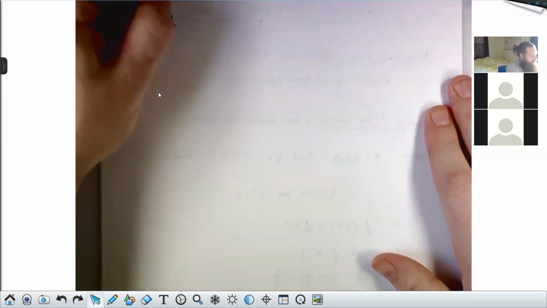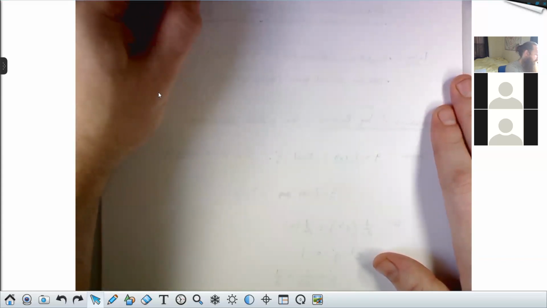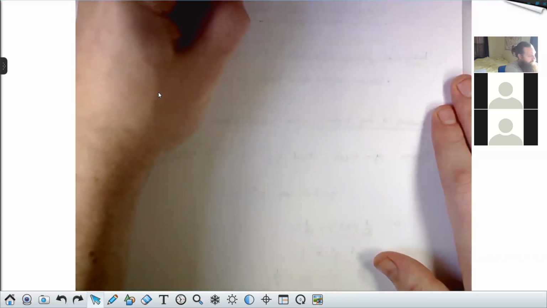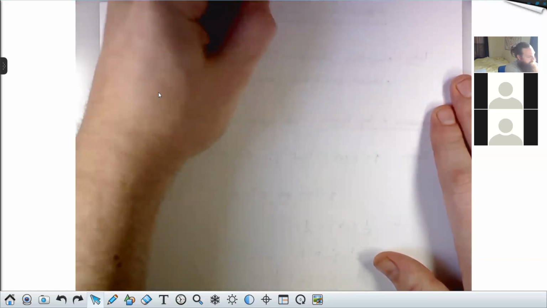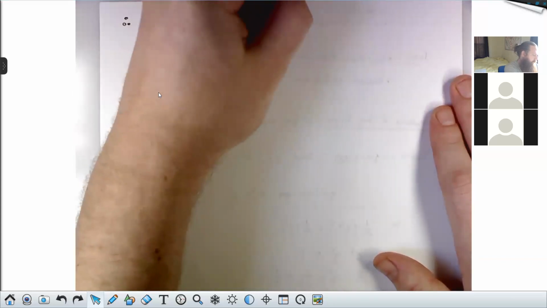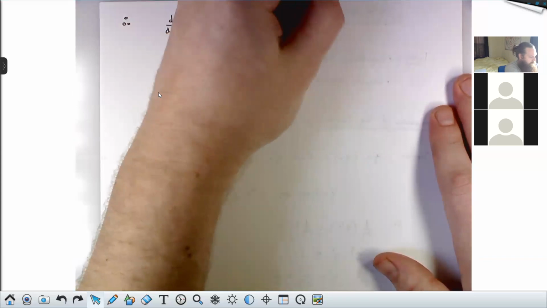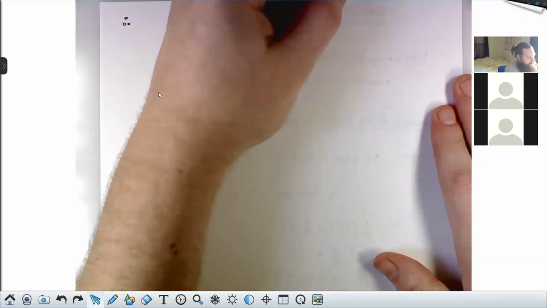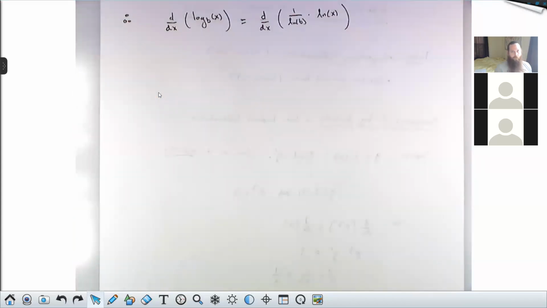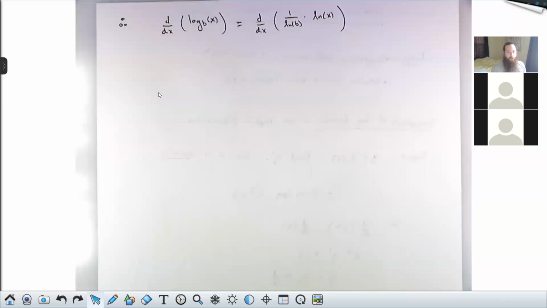So the derivative of ln x is 1 over x. That means the derivative of some other base logarithm, the base b log of x, by the change of base formula is the derivative of 1 over ln b times ln x. Pop quiz, do I need the product rule? Do I need the quotient rule? Do I need any of that stuff to do this?